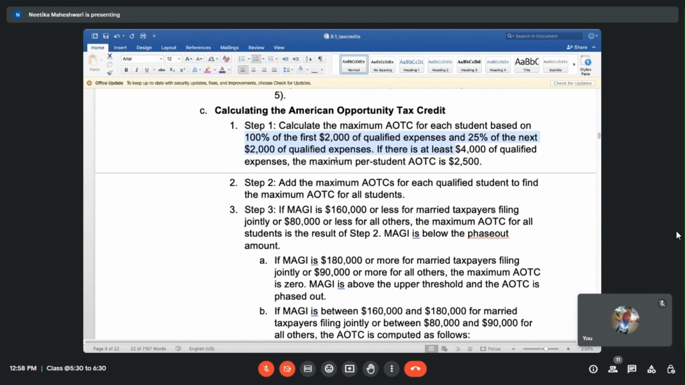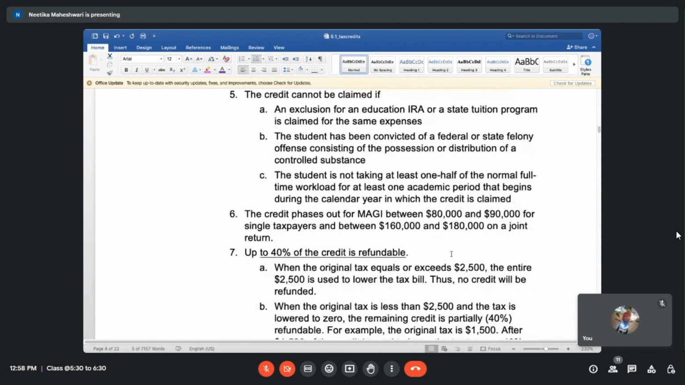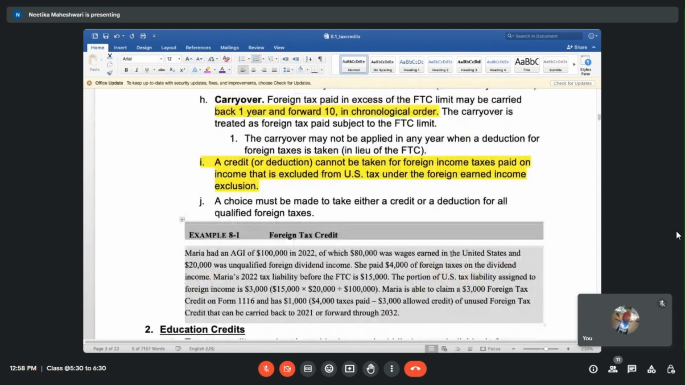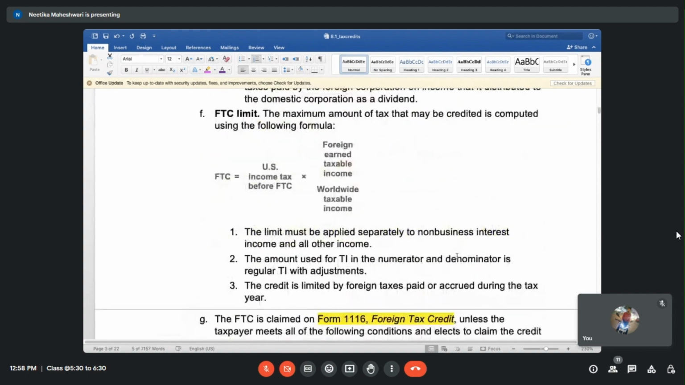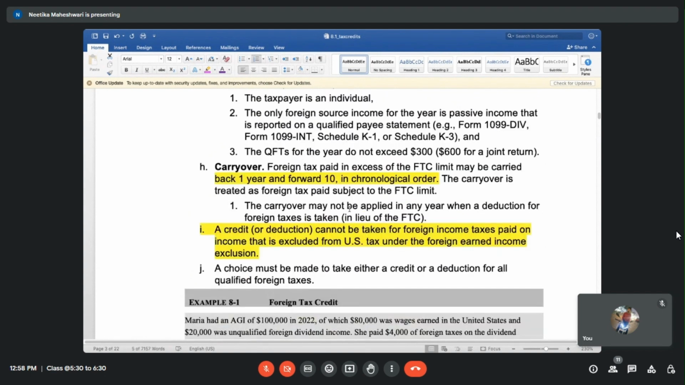Right. And that's why the maximum for AOTC is 2,500. What is the maximum for the lifetime learning credit? 2,000. Correct. Before that, we went over the foreign tax credit, and we know this formula is important: how to calculate it, because it gets reduced by the ratio of foreign taxable income divided by worldwide income. But we know that foreign tax credits can be carried forward up to 10 years and carried back 1 year.